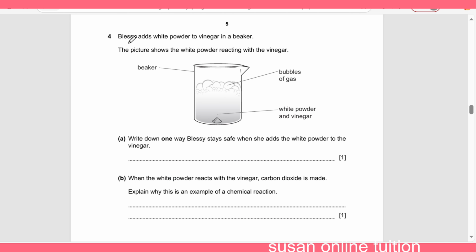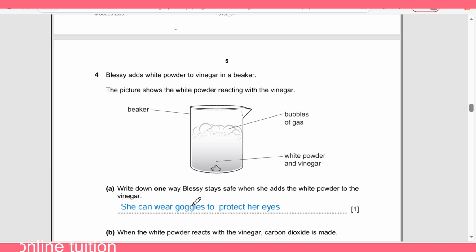Now 4. Blessy adds white powder to vinegar in a beaker. And the picture shows the white powder reacting with the vinegar. A. Write down one way Blessy stays safe when she adds the white powder to the vinegar. Let's check out the answer, guys. So she can wear goggles to protect her eyes. However, if you have any other answer, please write down in the comment section to help other viewers. Let's move on.